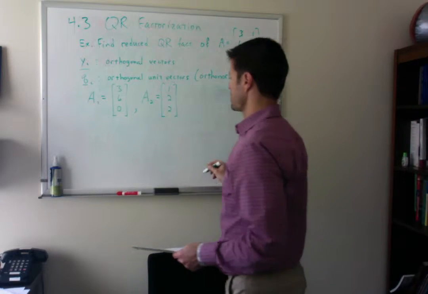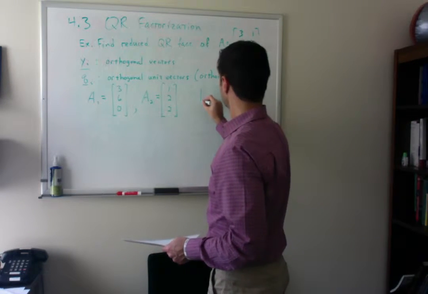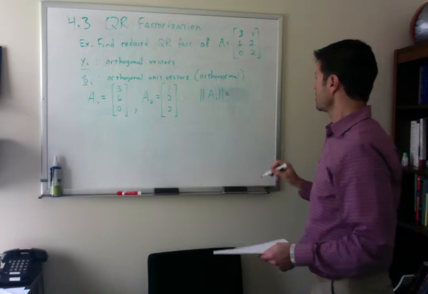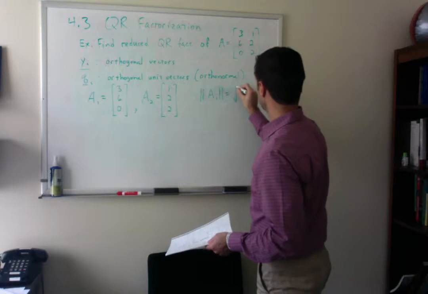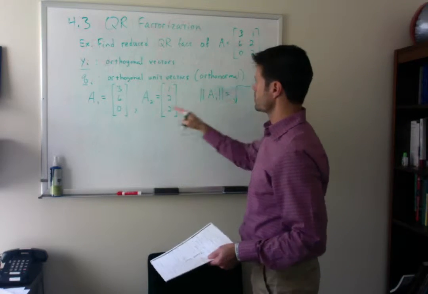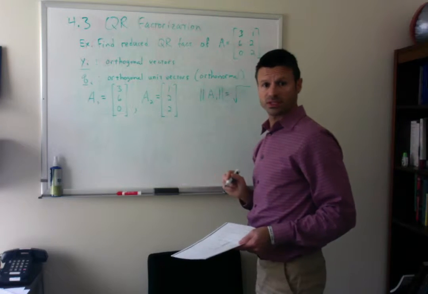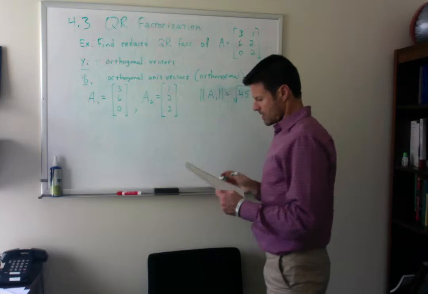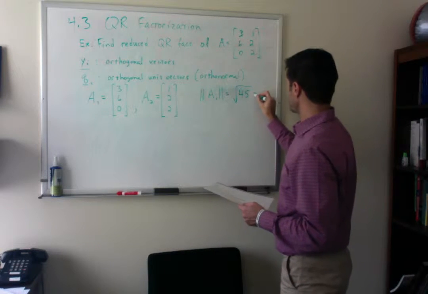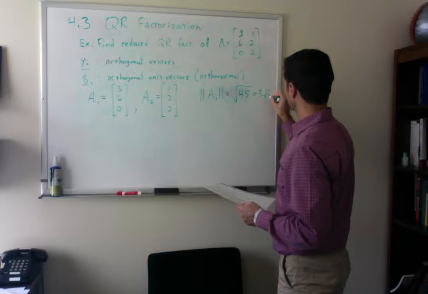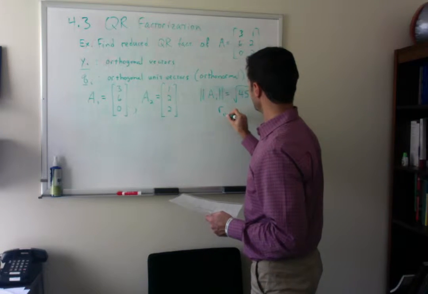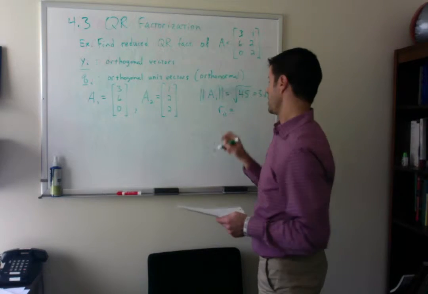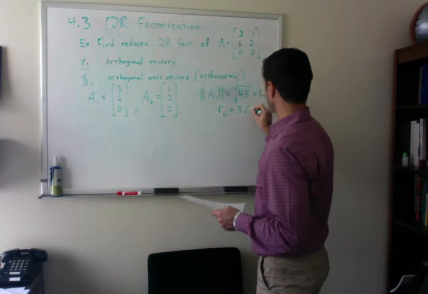So the first thing that we're going to do is compute the norm of a1, which is a square root of a sum of squares. So this is going to be the square root of 3 squared plus 6 squared. So it's the square root of 45. In simplest terms, we're going to write this as 3 root 5. I'm going to call this r11, the 1,1 entry of R. We're going to set that equal to 3 root 5.